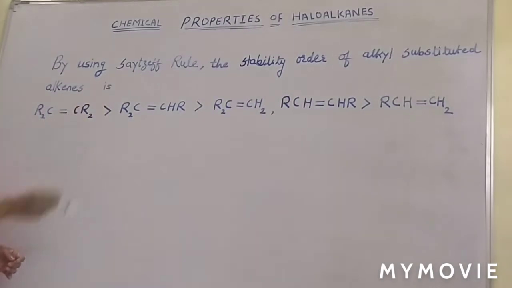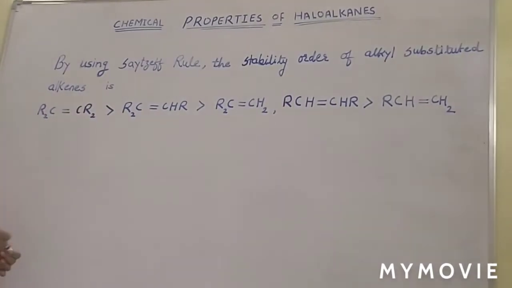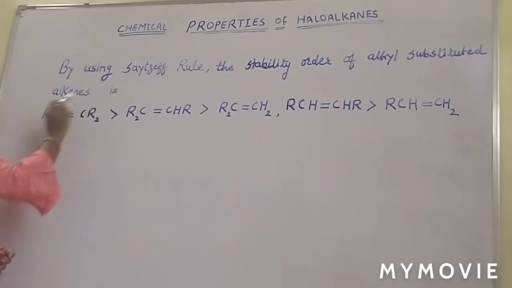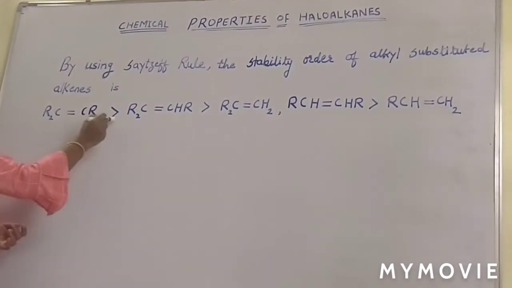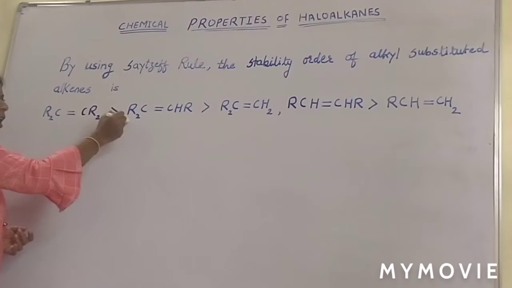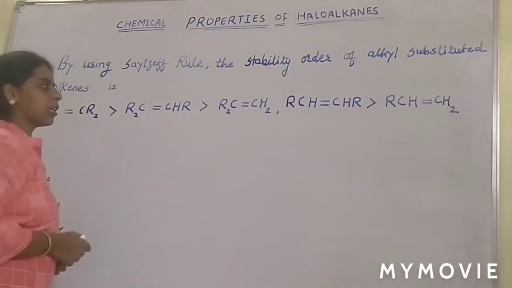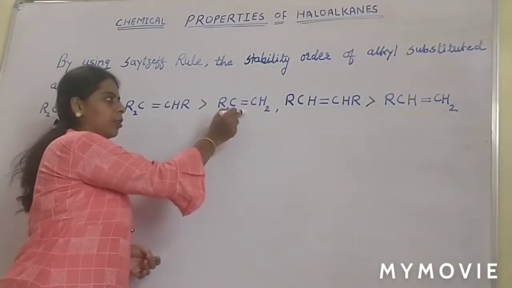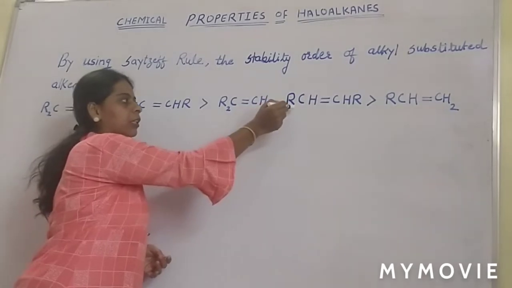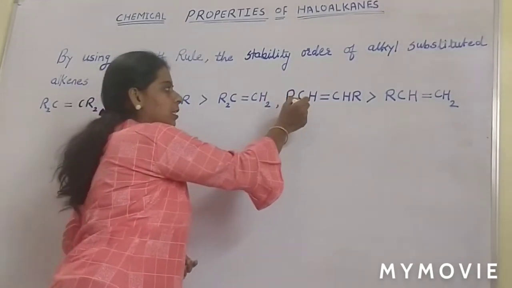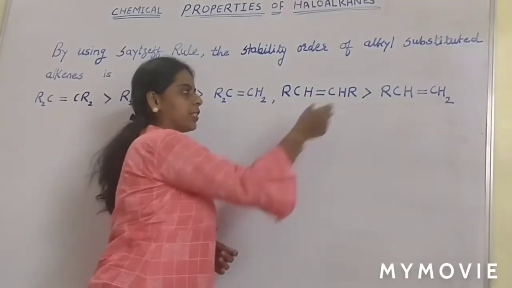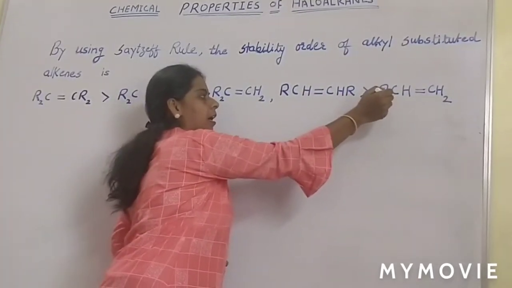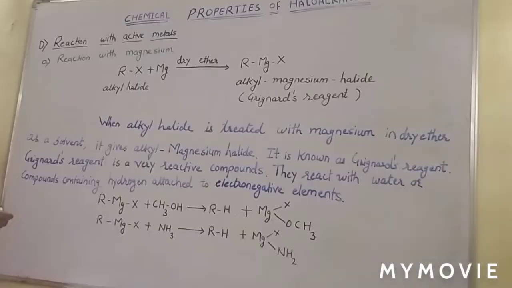By using Saytzeff's rule, the stability order of alkyl substituted alkenes is R2C=CR2, which is greater than R2C=CHR, which is greater than R2C=CH2, which is equal to RCH=CHR, which is greater than RCH=CH2.